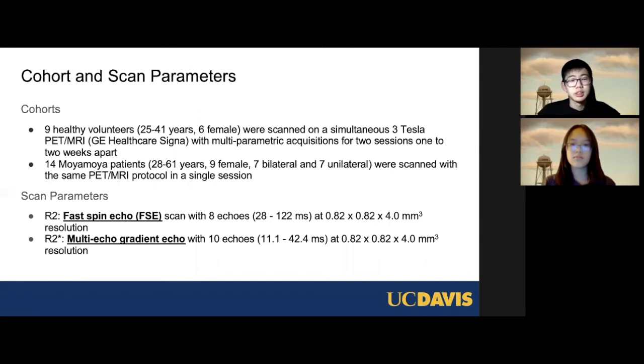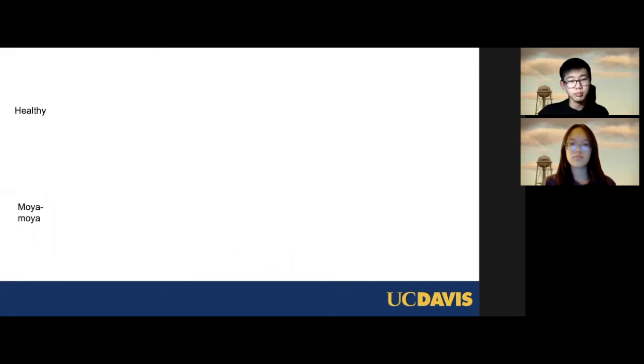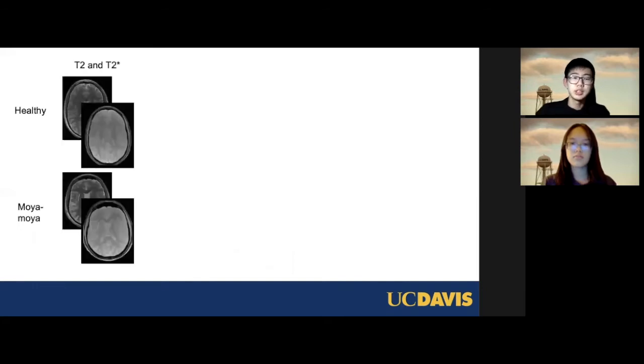Our cohorts consisted of 9 healthy volunteers scanned on 3T PET MRI with multiparametric acquisition for 2 sessions 1 to 2 weeks apart, and we also had 14 Moyamoya patients scanned with the same PET MRI protocol only for a single session. For our methods, we took T2 and T2 star for both healthy and Moyamoya patients.